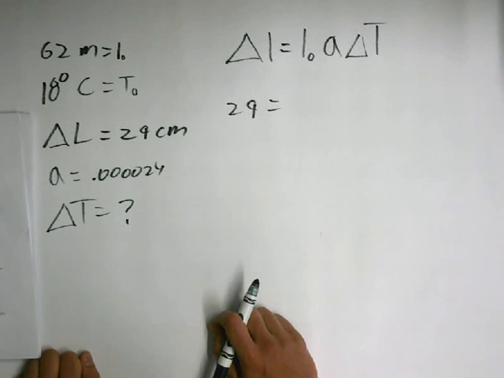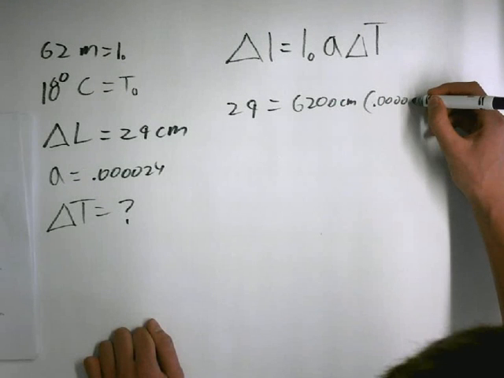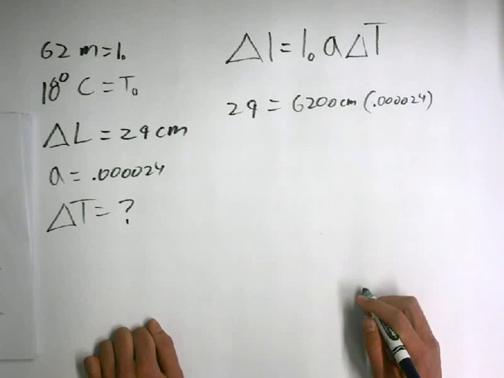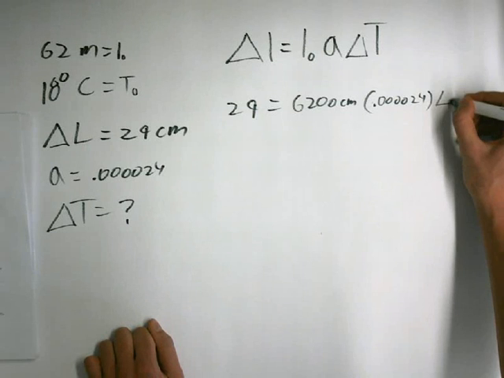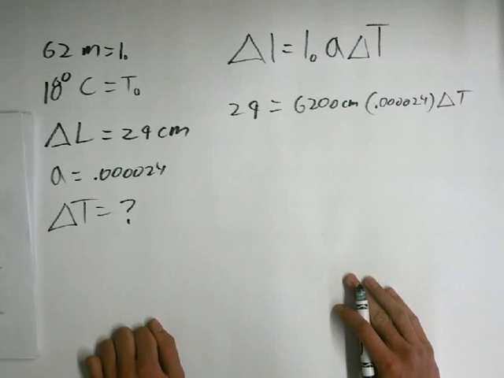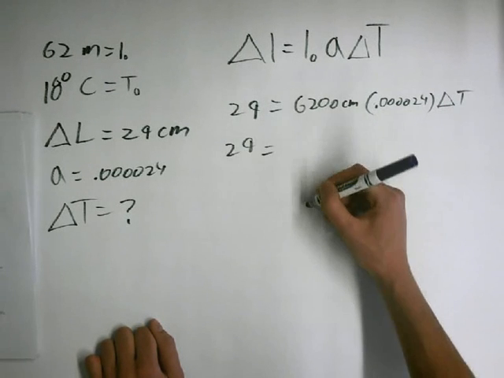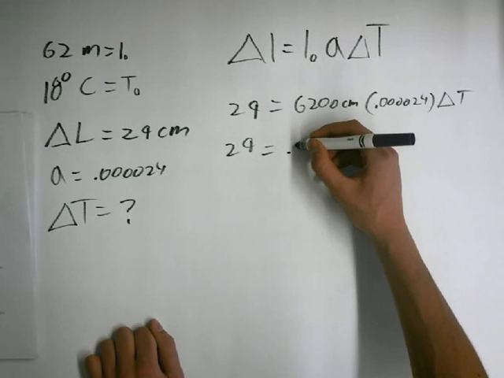Awesome stuff. So what we then do is multiply these two things together, and we get 29 equals that number times the change in T. This is just basic algebra. Then we just divide this number by this number, and we end up with 194.9 as the change in temperature.